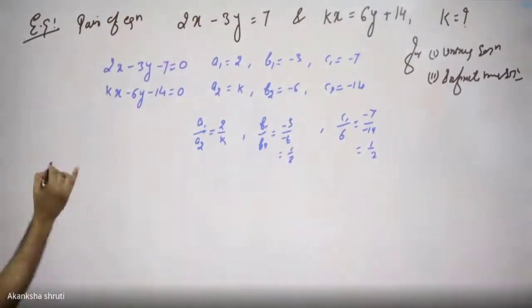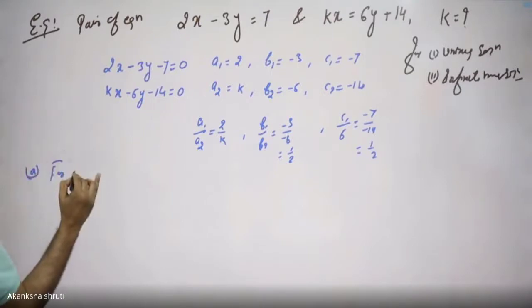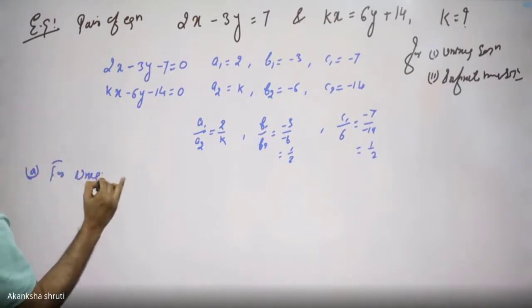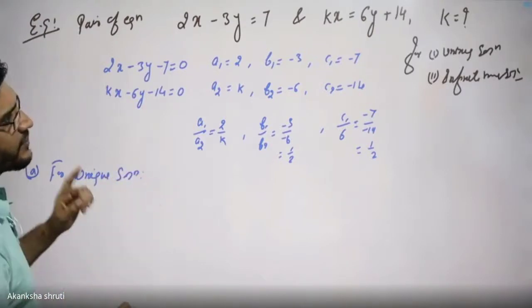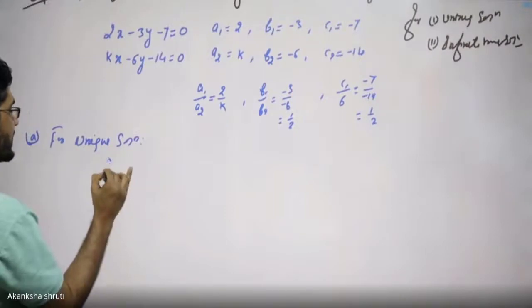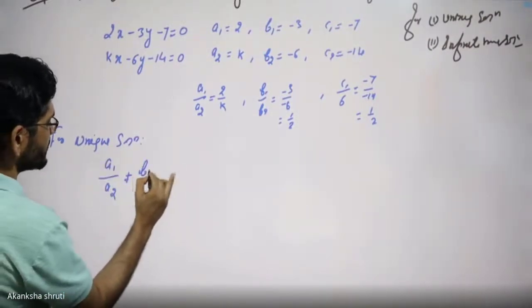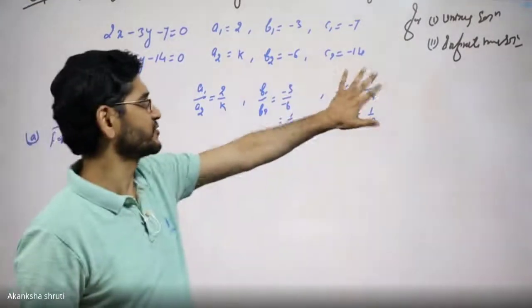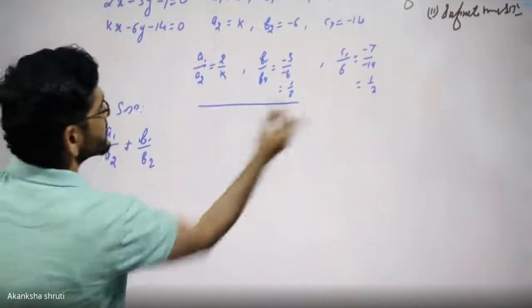Students, the first one is for a unique solution. Unique solution means it has only one pair. The condition is a1 by a2 should not be equal to b1 by b2. It doesn't matter whether c1 by c2 is equal or not equal. Okay, students? So we just need to consider these two.